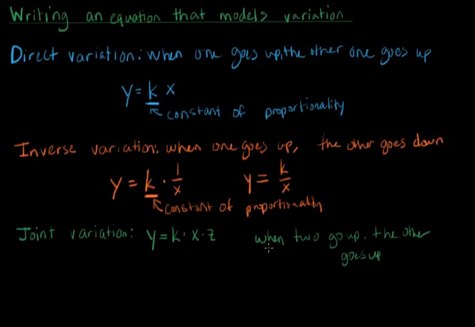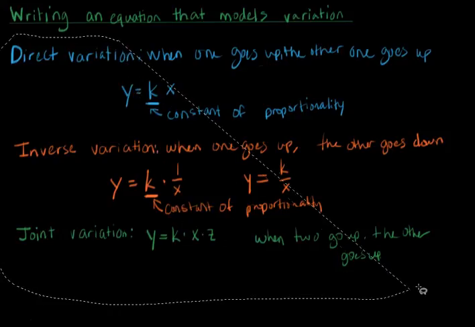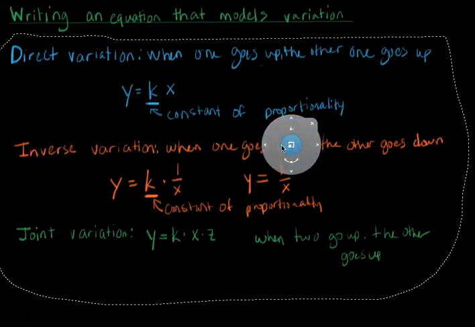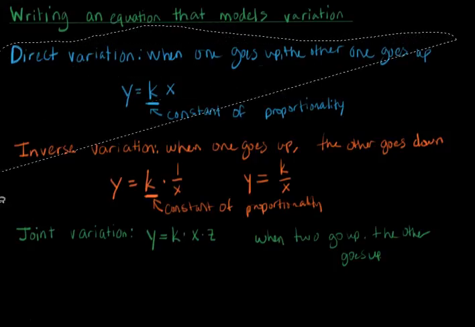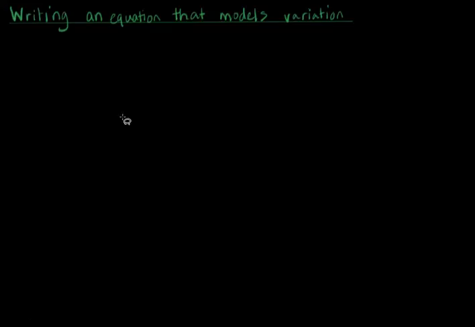That's a little bit of an oversimplification because obviously sometimes this one could go up and this one could go down. It gets a little bit more complicated, but that's basically the idea. So joint variation is when y is equal to kxz. Okay, so let's do an example or two or three probably.